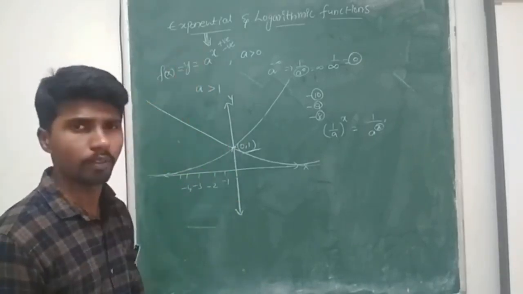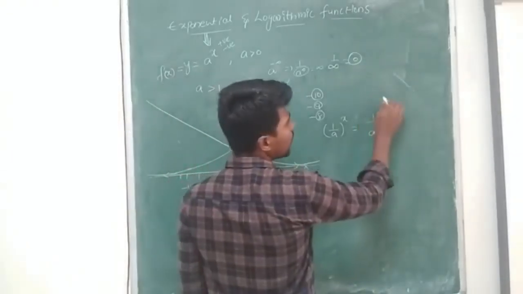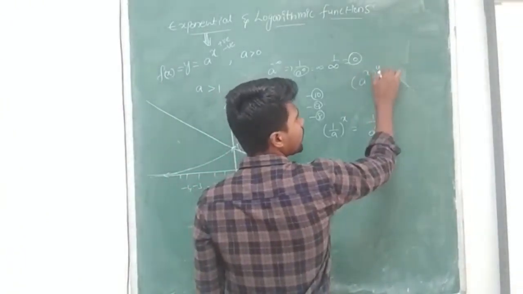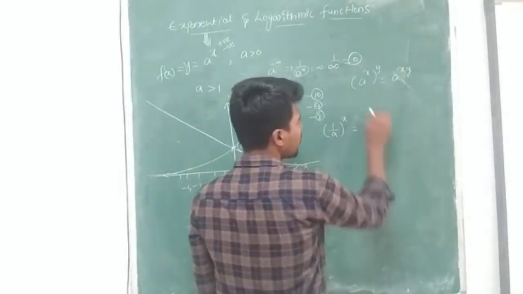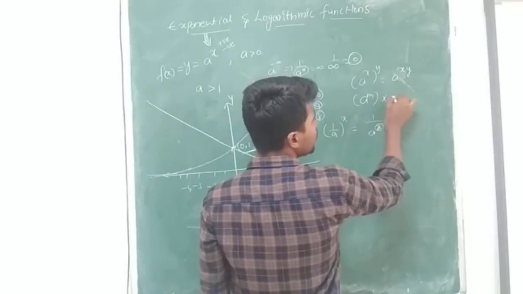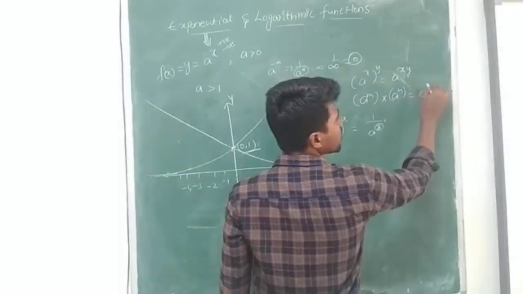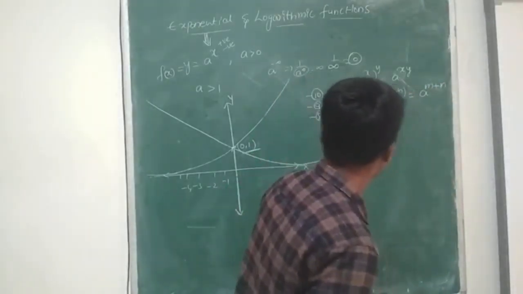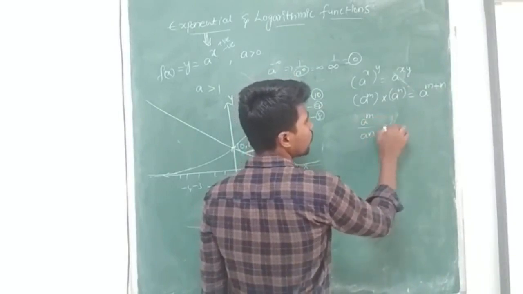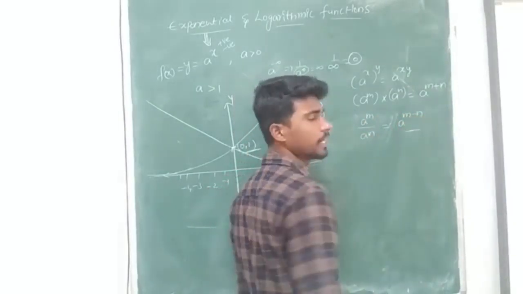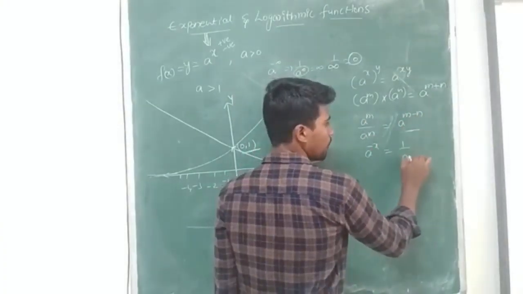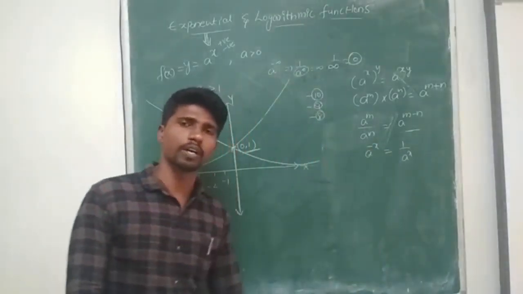Now we move on to the properties. What properties we have? We have learned these properties in lower classes, which is nothing but a power x whole power y, you take, we can write it as a power x into y. a power m whole power n. Which formula we have learned, a power m into a power n, what we can rewrite as a power m plus n. a power m by a power n is equal to a power m minus n. a power minus x can be written as 1 by a power x. Likewise, these are all properties we have to recall.